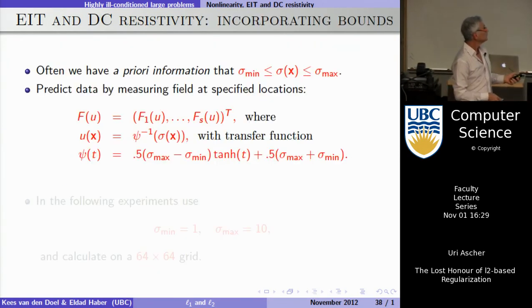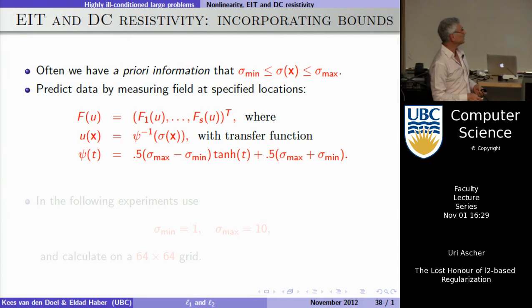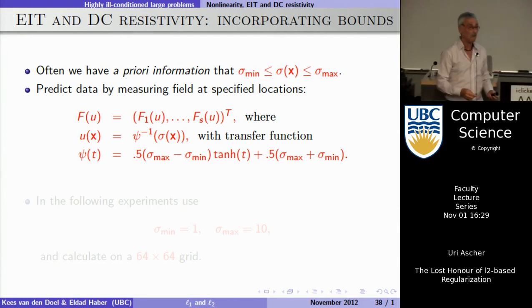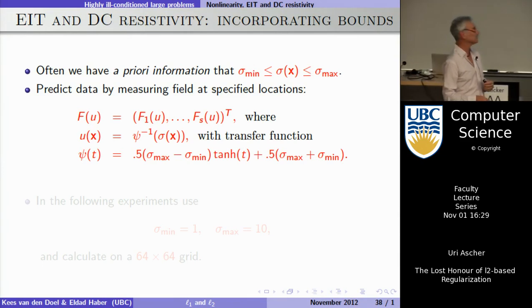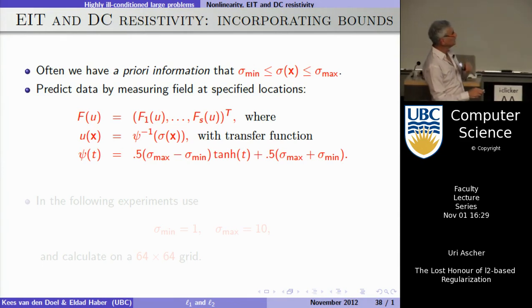So, the question is, do I have a chance solving this problem? The answer is no, unless something more happens. It's a very difficult problem. But fortunately, often we know that our conductivity sigma of x has a lower and upper bound. So we are going to define a U based on a function that incorporates these bounds. The details are not important. The point is, I have a problem for U. Once I have U, sigma will be psi of U, where psi incorporates the bounds.